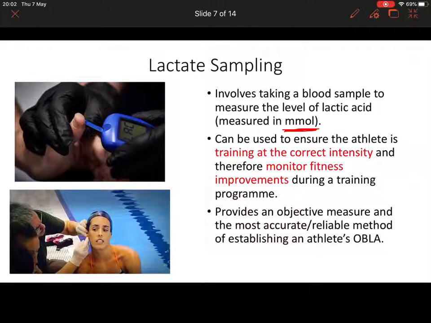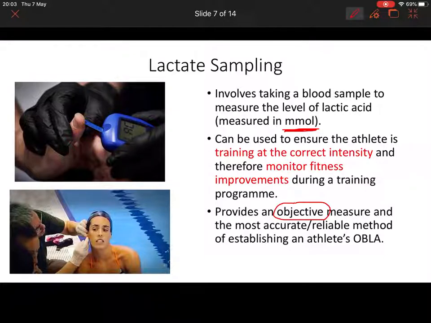Now, the other key thing, and if there was one other word that I would highlight in this final bullet point, and we will look at this term in more depth along with other terms, is this. The major strength of lactate sampling is it provides an objective measure. You cannot lie about your blood lactate reading.